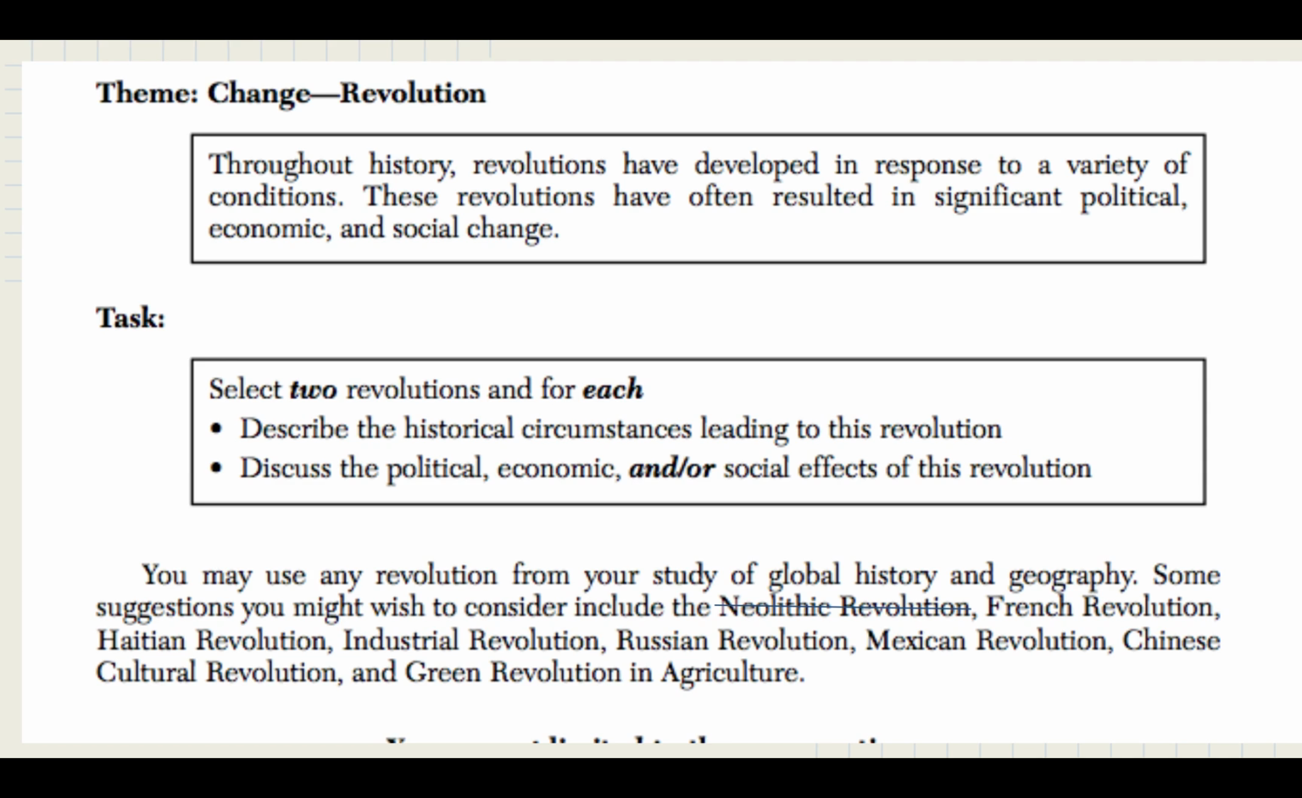This essay that you're going to block a little later looks at revolution in general, and you can see that there are choices here from ninth grade, like the Neolithic Revolution. You're not going to see choices from ninth grade on the test on June 5th. So basically what you're going to do is select 2 revolutions, describe the historical circumstances, what was going on, and discuss the political, economic, and or social effects of this revolution. Your best bets here are the French Revolution, Industrial Revolution, Russian, Chinese Cultural Revolution. Those are your best bets that I would go for.